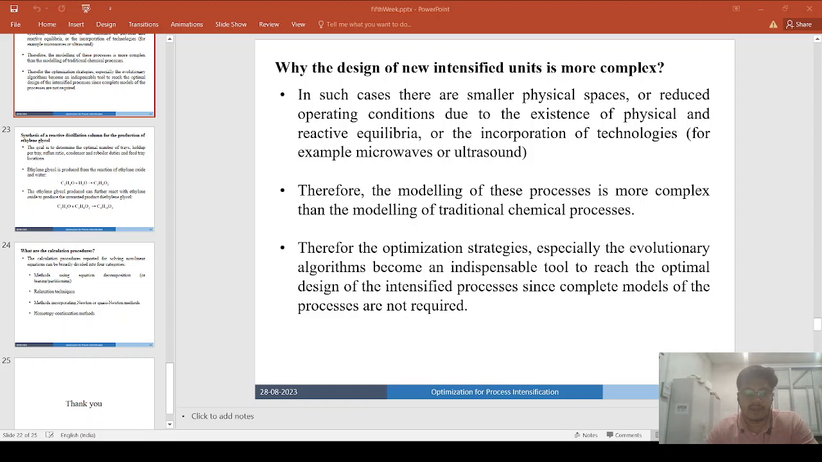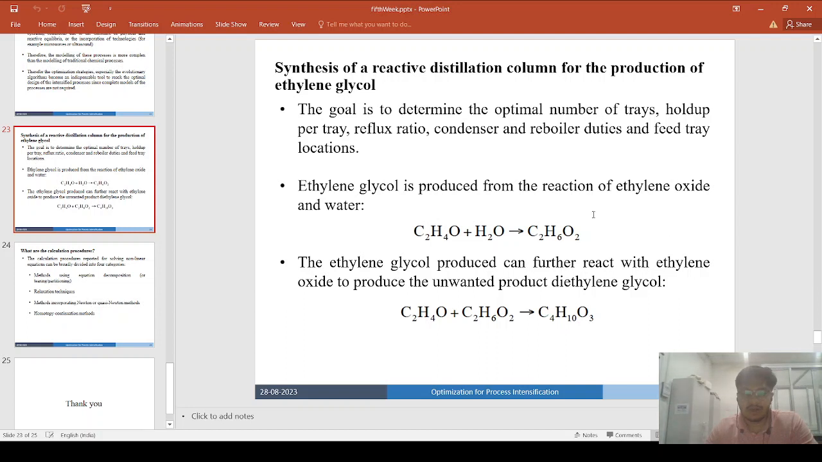Now in the course, the professor has also discussed the synthesis of a reactive distillation column for the production of ethylene glycol. So this is a case study that the professor has done. This case study was actually published as a paper by M. Ciric and Dayao Gu in 1994. The paper's name is Synthesis of Non-Equilibrium Reactive Distillation Processes by MINLP Optimization, where MINLP stands for Mixed Integer Nonlinear Programming Optimization.